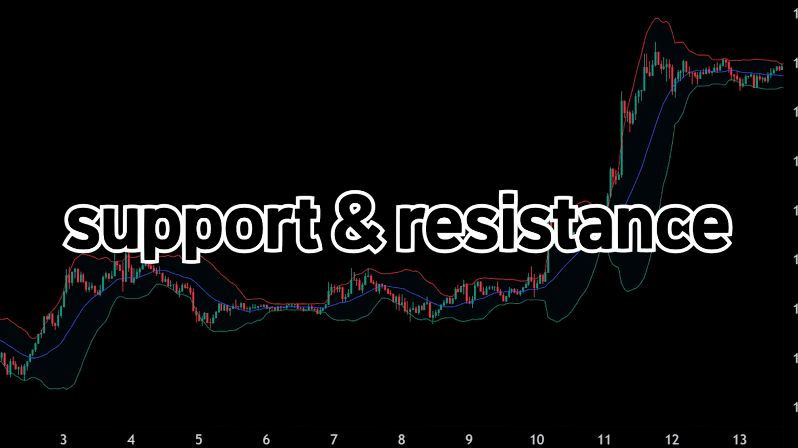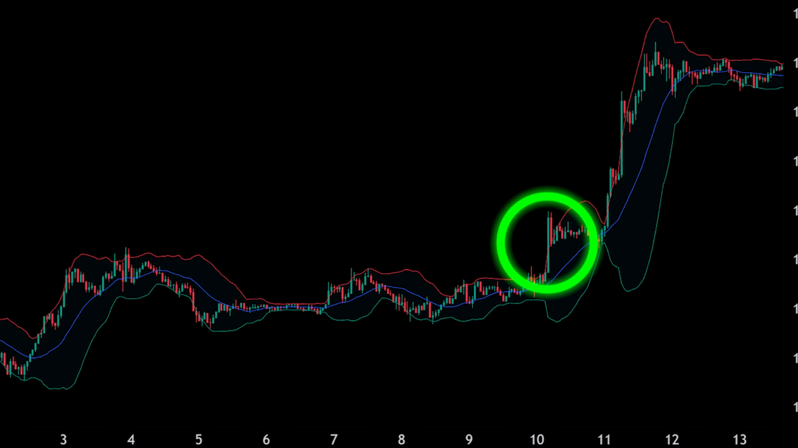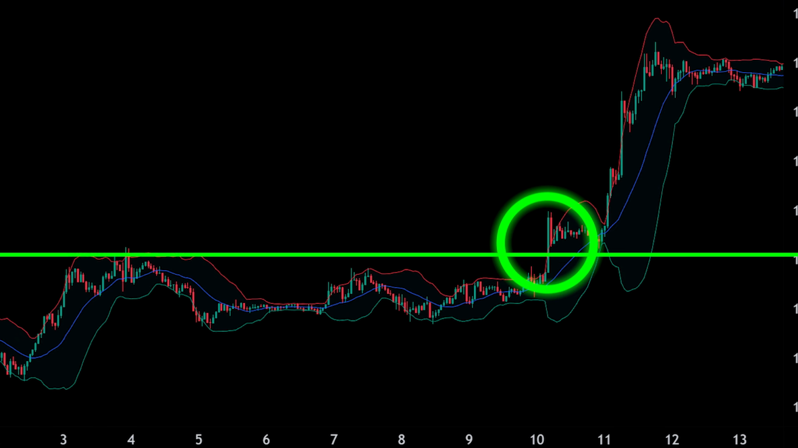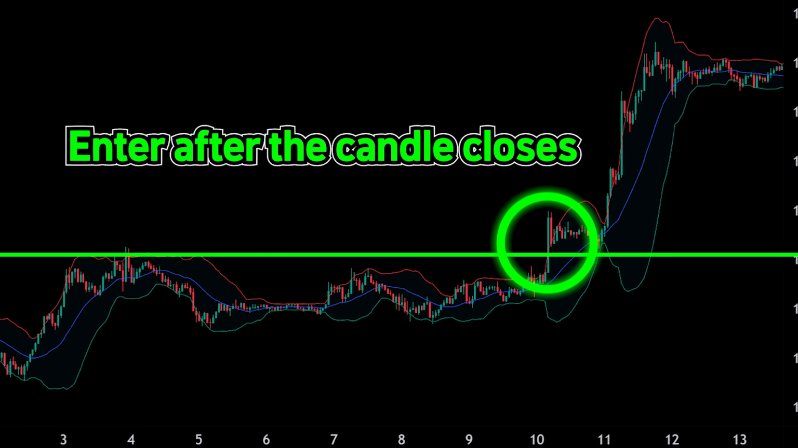First, support and resistance zones. When a candle breaks out of the Bollinger Bands, confirm that it also breaks through the nearest support or resistance zone at the same time. Only enter after the candle closes with both conditions met. If only one is met, wait.